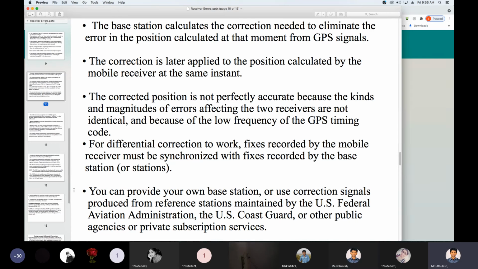You can provide your own base station also, or you can use correction signals produced from reference stations maintained by the US Federal Aviation Administration, the US Coast Guard, or other public agencies or private subscription services. If you need to use your own, no problem at all.